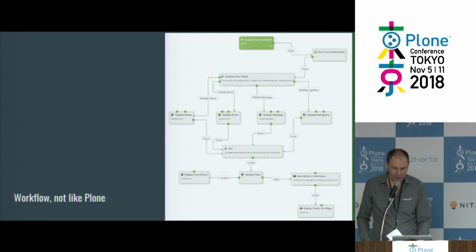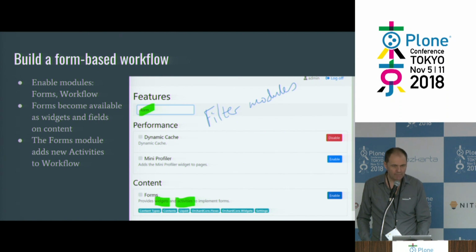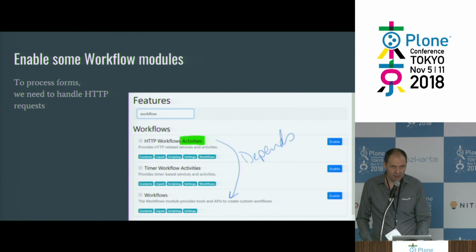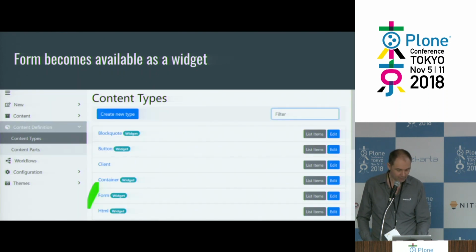This diagram you see is the visual workflow editor in Orchard. So to do some workflow in Orchard, you could, for example, do a contact submission form. And again, to do forms, you need to enable the form module. So we filter the add-ons and see the form module, enable that. To enable a contact form, you're going to submit the form, so then you search for workflows and enable HTTP events on workflows. Once you've done that, suddenly your list of content types contains a new one, namely form, as a widget.